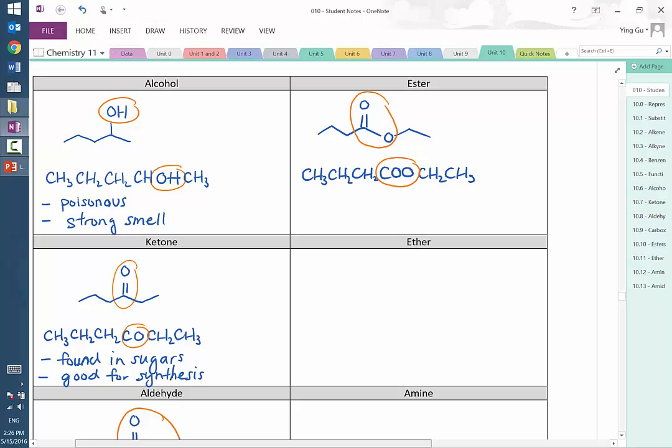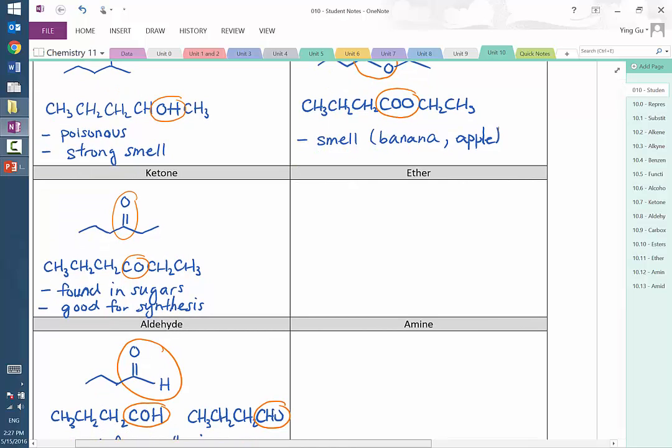Some special properties of esters: they smell. Sometimes nice, sometimes not. When it smells nice, for example, the banana scent, the apple scent, those are all ester compounds. But at the same time, the paint smell is also an ester. So esters, they are fragrant. They smell pretty strongly.